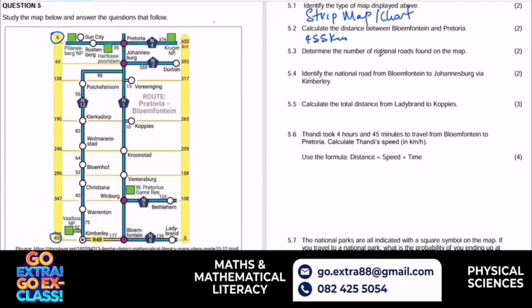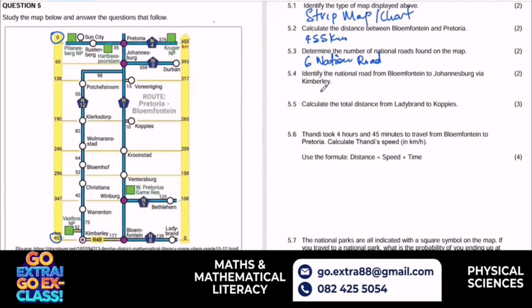Now they say determine the number of national routes found on the map. The map, guys, has a lot of national roads. As you can see, we have the N4, N3, N1, N12, N5, and N8. So all in all, we can see that on this map there are 6 national routes, and that should be your answer for this one.